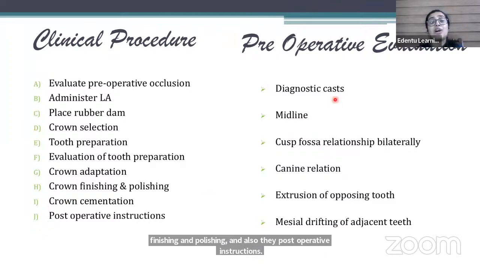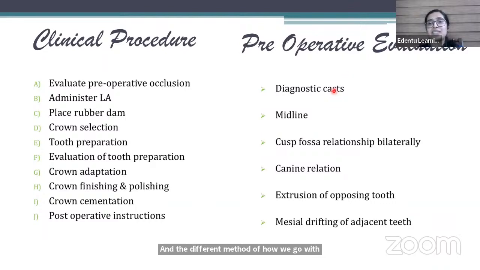And the different methods of pre-operative evaluation are by diagnostic cast, midline correction, cusp fossa relationship bilaterally, canine dilation, and also by means of extrusion of the opposing teeth and the mesial drifting of adjacent teeth. So just have an idea regarding all of these clinical procedures. Before you get into the details, it will be really beneficial if you could just list it out like this.